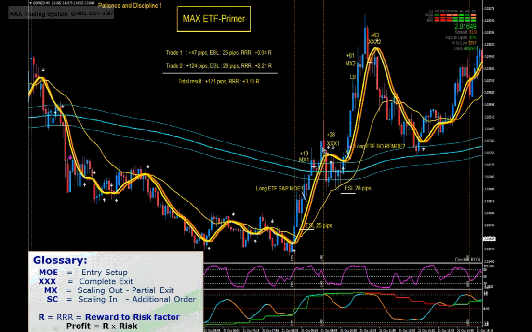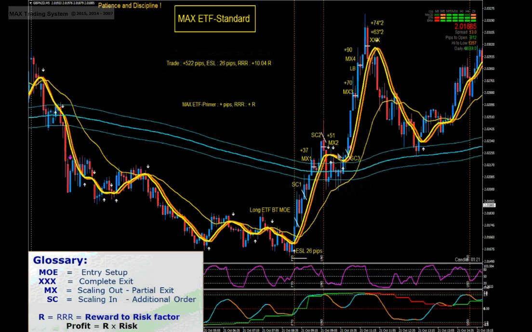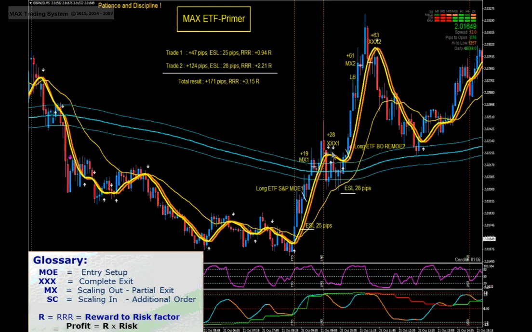Later on, we may have another exit setup triggering, and here we were left with 1 open unit, so we close that second unit. Now, when we trade with the Max ETF Primer, which is the simplest version of the Max, to make the final exit, we have in fact 2 choices. Either we close the second unit as soon as we have a next exit setup, or we can wait for the trend reversal.